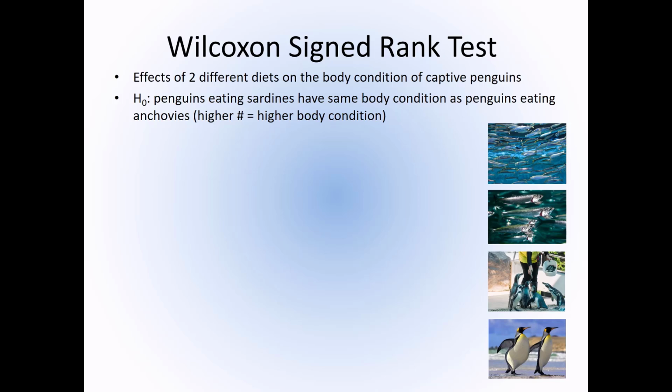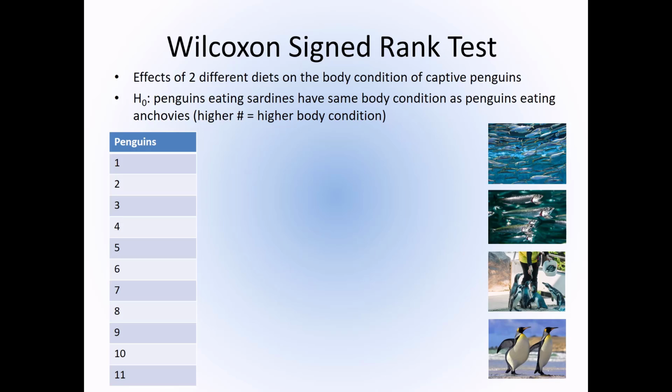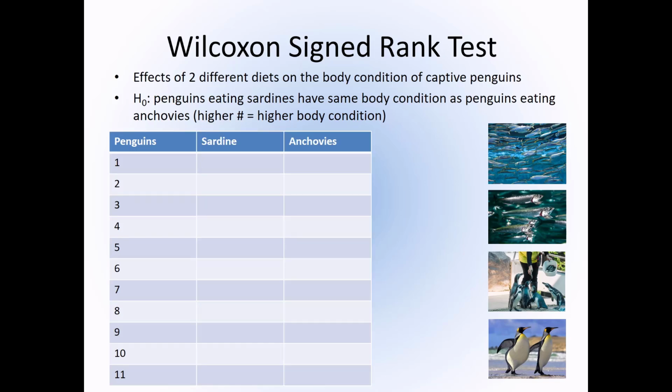And for our particular sake in this study, we're going to indicate body condition with a number, and the higher the number, the better the body condition of the penguin. So we're at a captive rearing facility, and we select 11 different penguins for this particular study, and we're going to feed them on these 2 different fish species. And so for the first month, we select 6 penguins and feed them sardines, and we select 5 penguins and feed them anchovies. And then we take a month and feed them their normal diet, and then we go to the other diet. And our goal here is to see what the difference is between feeding these penguins sardines versus anchovies. Is one better for them than the other?